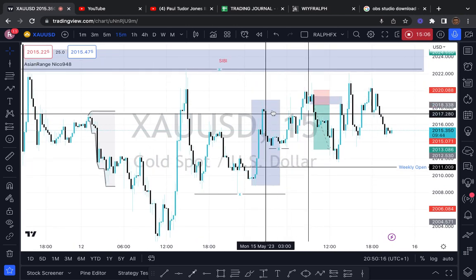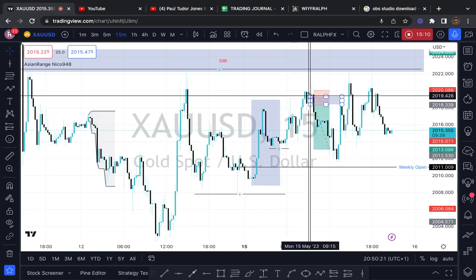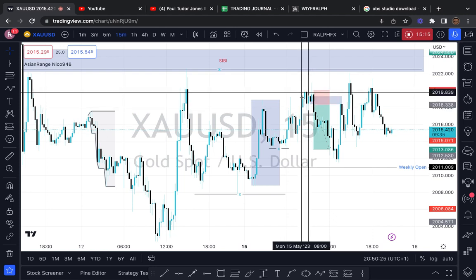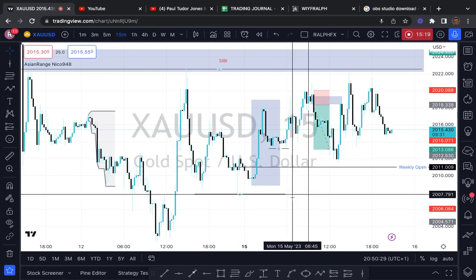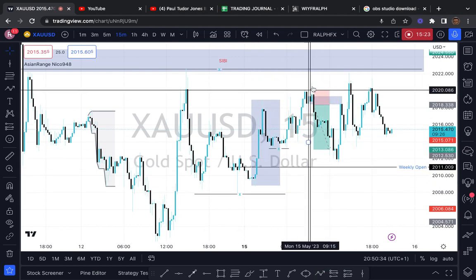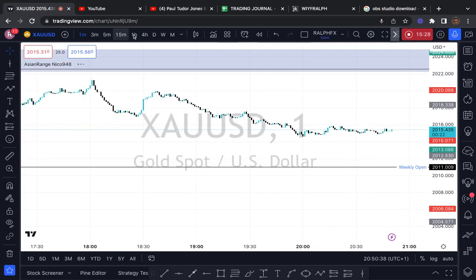If I'm expecting the market to go down, I want to see accumulation in Asia, and manipulation in London, mostly after 9 a.m. I want to see price break above the highs, because I'm looking to sell. If I'm looking to buy, I want to see price come below the Asian low. So we saw price come above the highs on the 1 minute time frame.